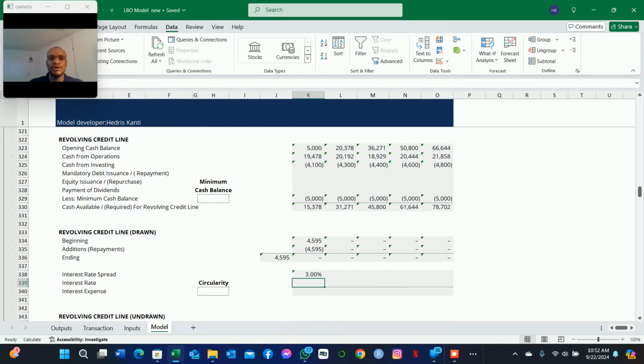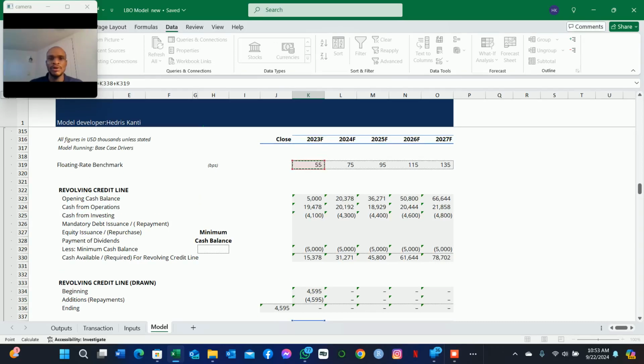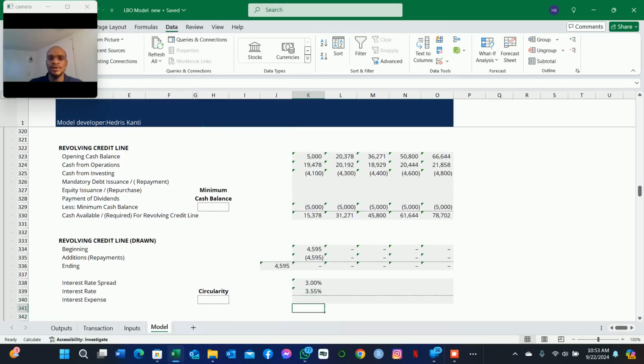Now the interest rate that these particular investors will be comfortable with is going to be equal to this interest rate spread, that is the coupon, plus the floating rate benchmark, which we already have set up here. Of course, we have to divide this again by 10,000 because we are converting the floating rate benchmark into a percentage. So we have it set up there for us.